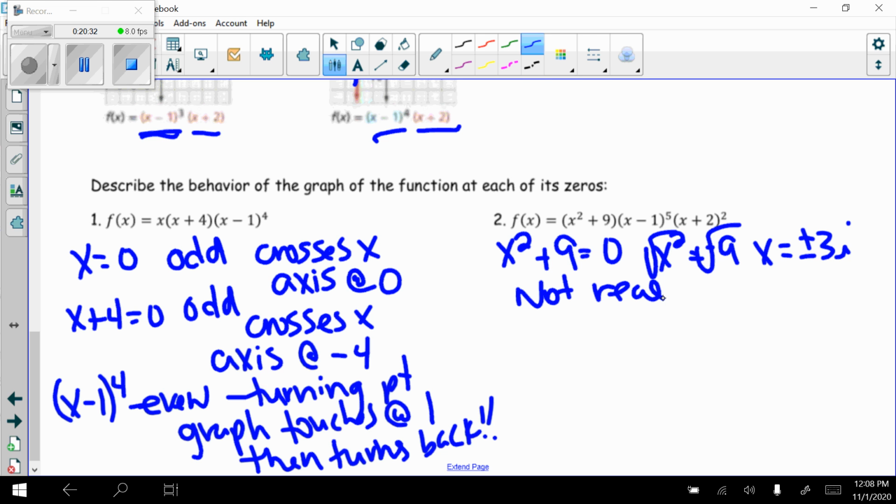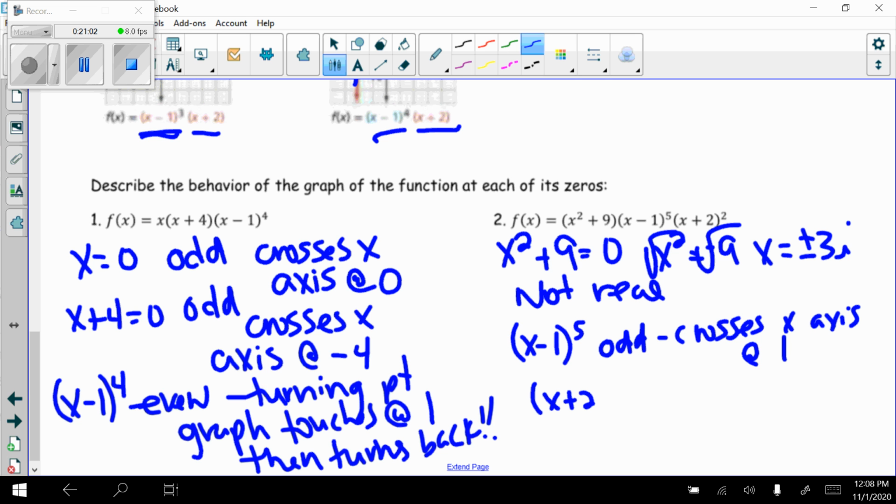So nothing, that doesn't affect my graph in any way. Those are just two imaginary or complex solutions of the polynomial, but it doesn't have anything to do with the graph itself. So then I'm going to go to x minus 1 to the 5th power. That 5 is odd, so that means that this graph crosses the x-axis at 1.